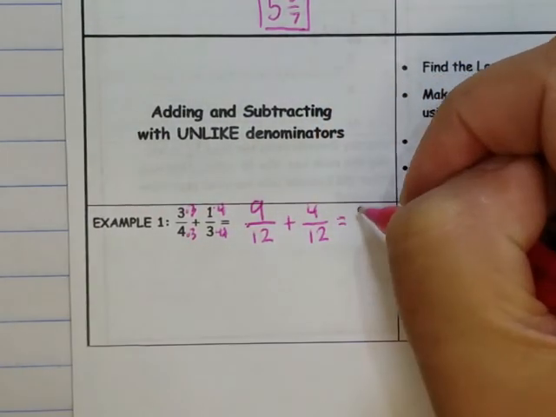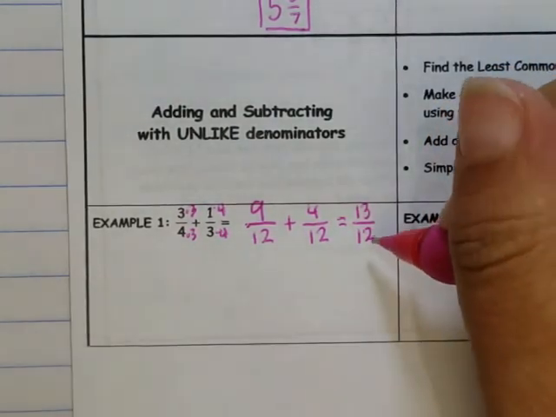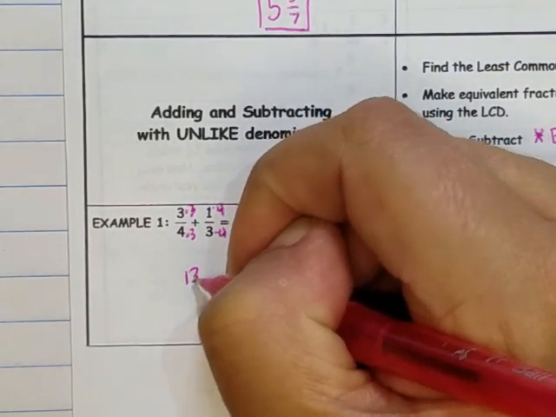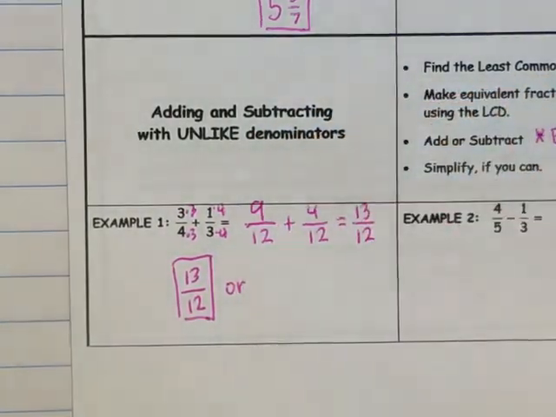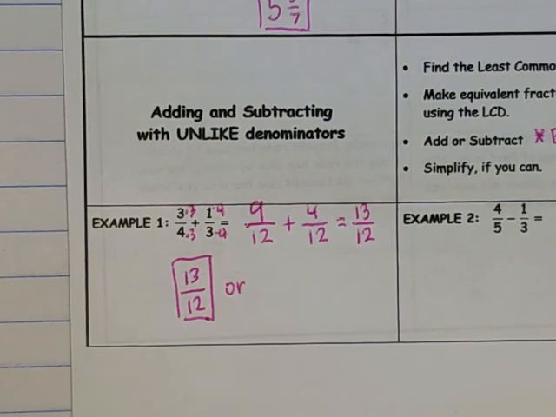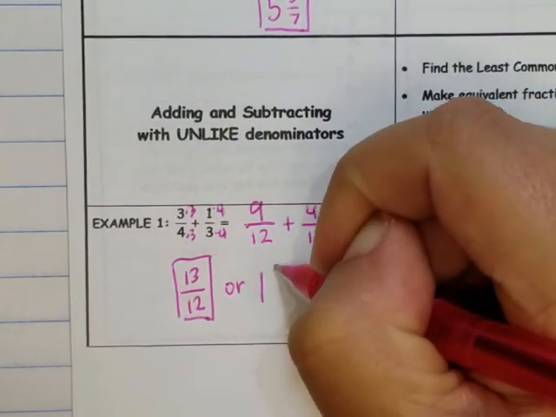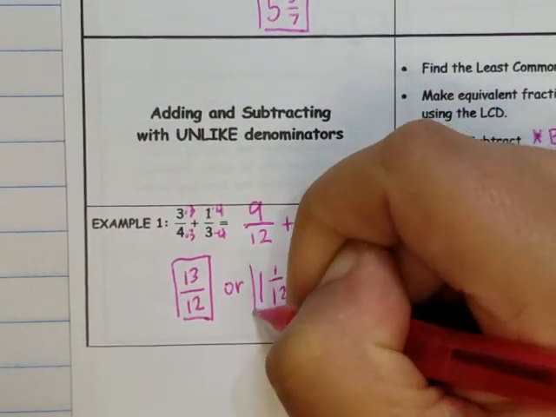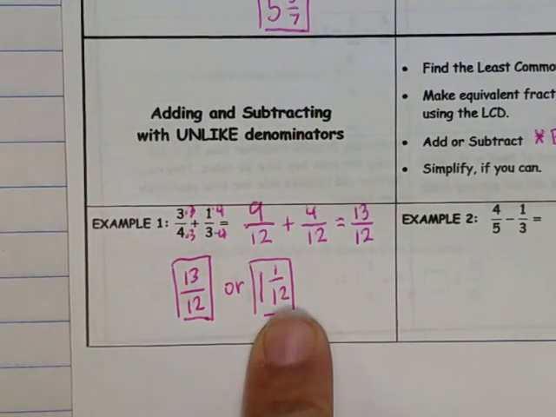So 9 plus 4 gives me 13. 13 out of 12. I'm actually okay with 13 out of 12. That's an okay answer. Or the better simplified answer for a fraction when not gridding in would be a mixed number, so that would give me 1 and 1/12. This would be good for gridding in. This would be good for an open-ended question.